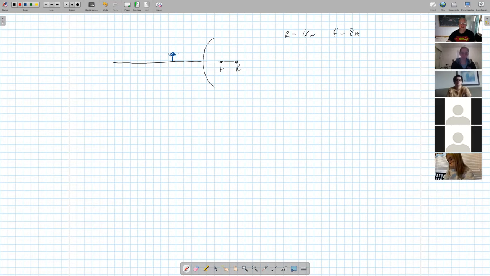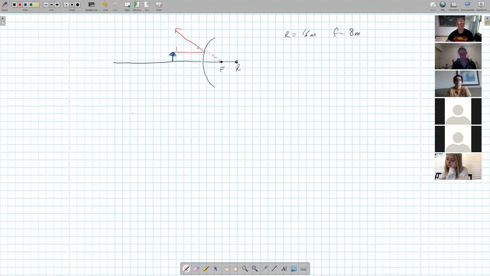So again, let's practice drawing. We're going to draw principal ray number 1. Principal ray number 1 goes parallel to the principal axis, interacts with the mirror, and then reflects off of the mirror as if it came from the location of the focal point. So it's going to be ray number 1.